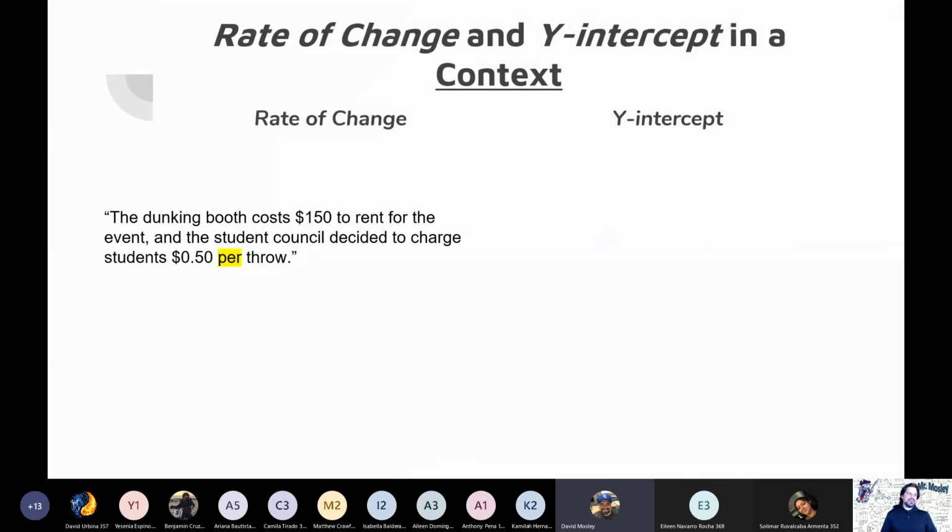All right. And then rate of change and y-intercept in a context. So this is from a previous problem that we looked at, right, about the dunking booth. If we're given this sentence, the dunking booth cost $150 to rent for the event, and the student council decided to charge students 50 cents per throw. Okay. We see that rate of change as the 50 cents per throw. Again, we see that word per attached to a number, and it's per throw, and we know throws is the thing that I'm keeping track of. The amount of throws is the independent variable.